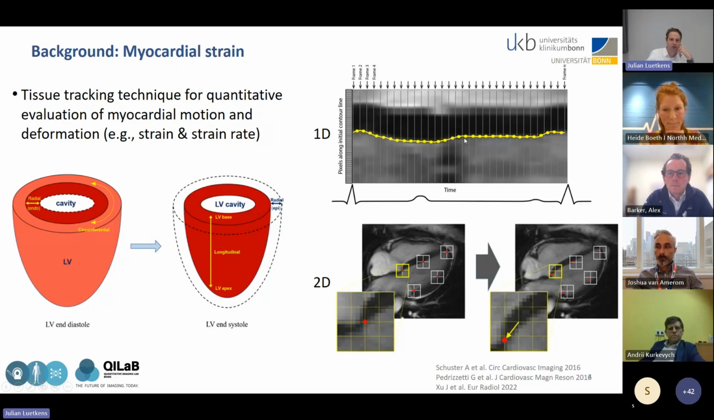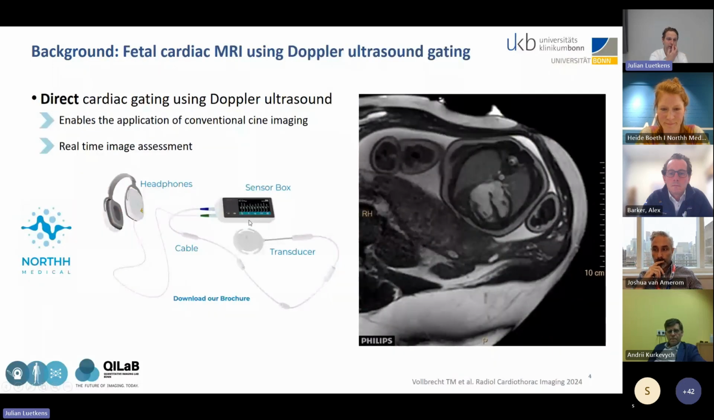As you can see over here in this M mode image, there is a feature which is tracked throughout the cardiac cycle. Also on these 2D images you can see how feature tracking works: during diastole and systole, a specific point is tracked throughout the cardiac cycle.